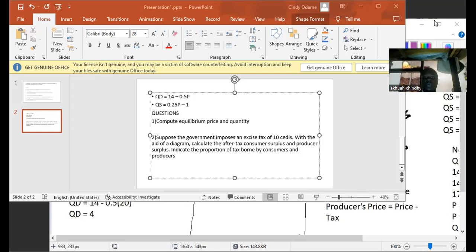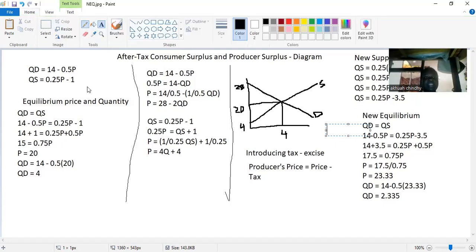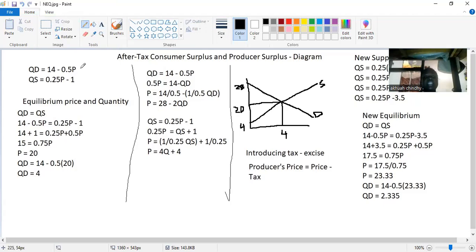All right, so as I said earlier, I've already input everything on this page. I'm just going to explain, so you can write or you can listen anyhow. So this is the demand equation, this is the supply equation.